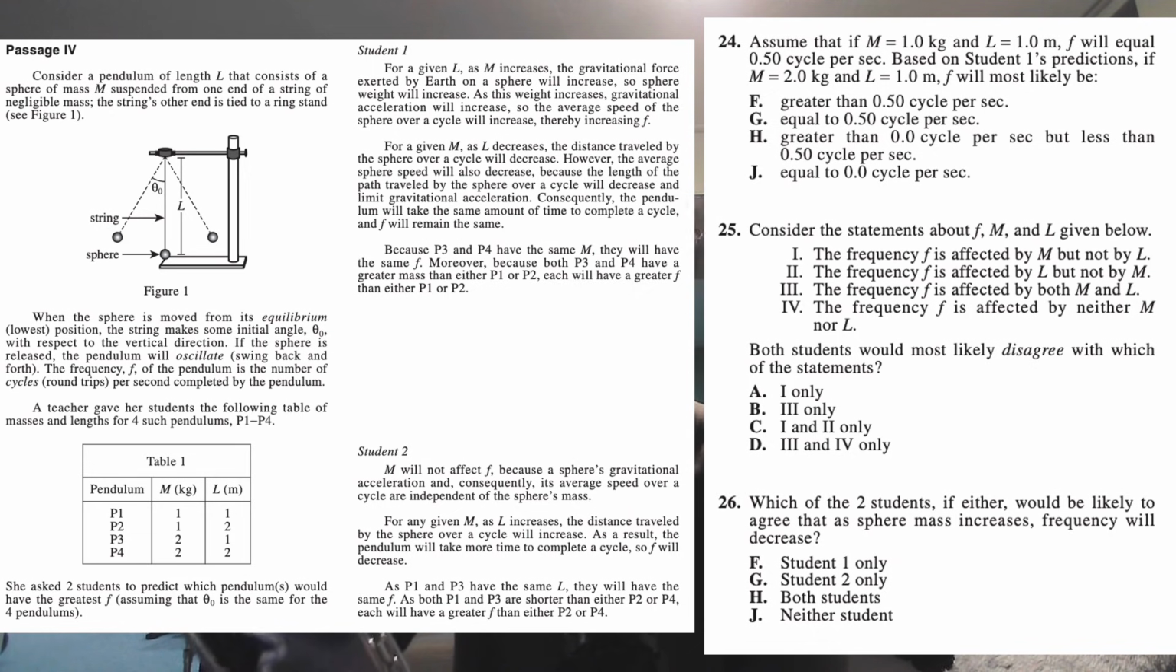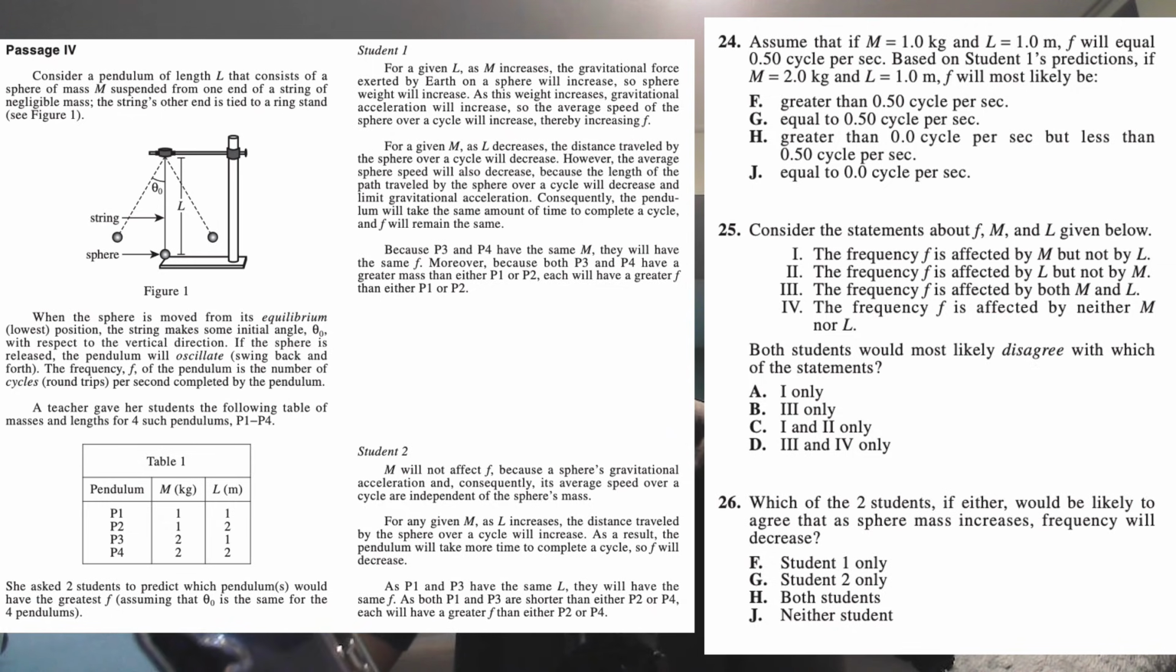I think we can immediately disprove this because this is exactly what student 1 is arguing for, right? If we go back to student 1, M increases, F increases, so as M increases, it's affecting F. But as L decreases, F remains the same. So that means M will affect F, but L will not, and that's exactly what statement 1 is saying. We're asked which statements both of the students would disagree with, so we can immediately cross out 1. Looking at the answer choices, we can cross off A and C because they both include 1.